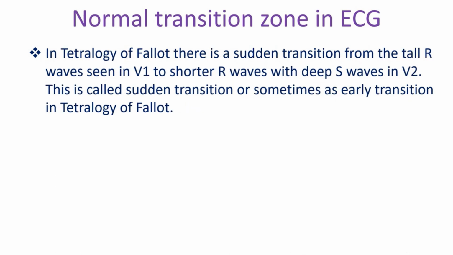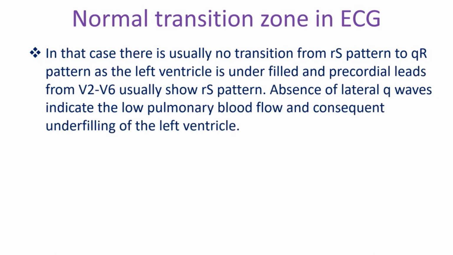In tetralogy of Fallot, there is a sudden transition from the tall R waves seen in V1 to shorter R waves with deep S waves in V2. This is called sudden transition or sometimes early transition in tetralogy of Fallot. In that case, there is usually no transition from RS pattern to QR pattern as the left ventricle is underfilled, and precordial leads from V2 to V6 usually show RS pattern. Absence of lateral Q waves indicates the low pulmonary blood flow and consequent underfilling of the left ventricle.